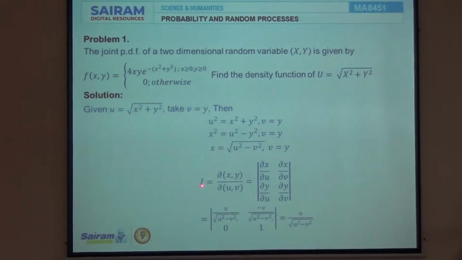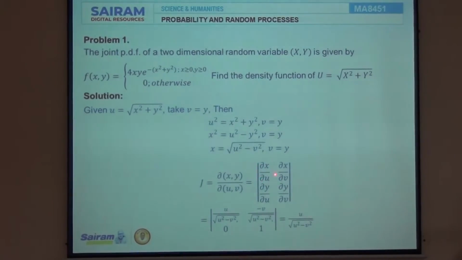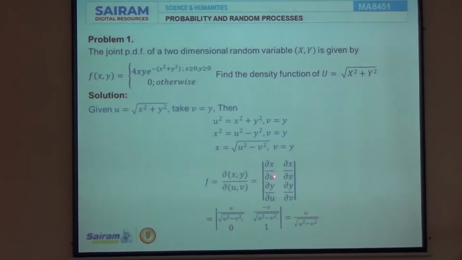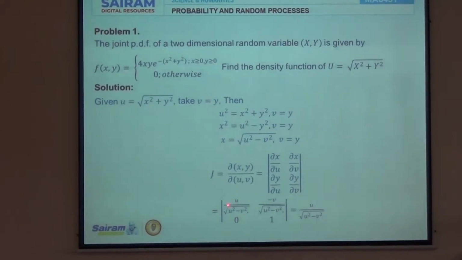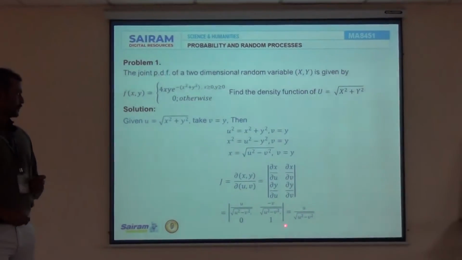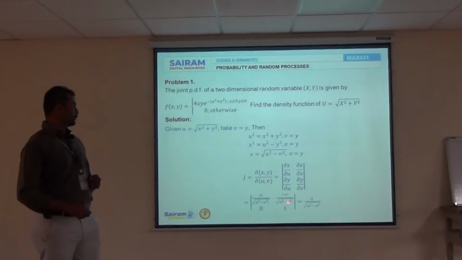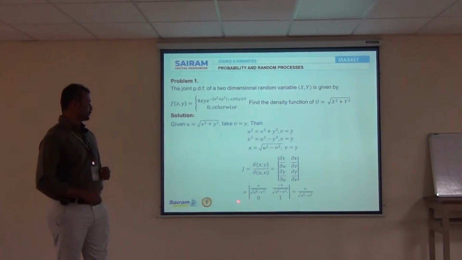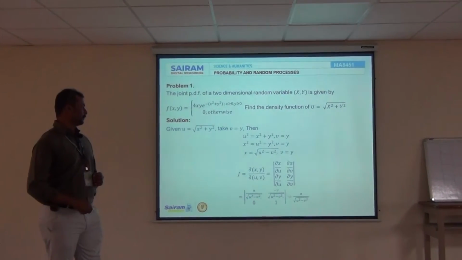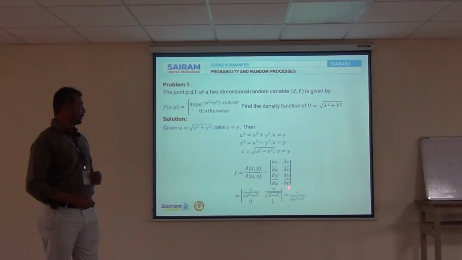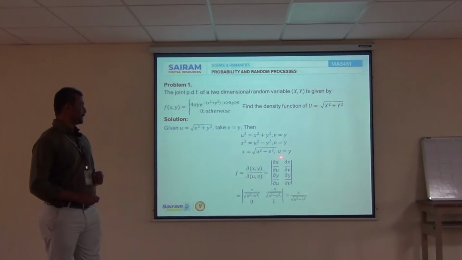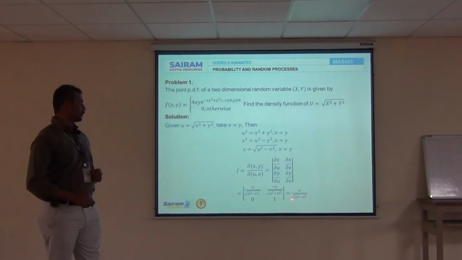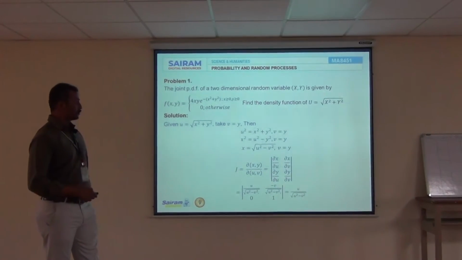From this I can get the Jacobian. We are going to find dou x by dou u, dou x by dou v, dou y by dou u, dou y by dou v. If you differentiate x partially with respect to u, you get u by root of u square minus v square. Similarly, dou x by dou v is minus v by root of u square minus v square. For dou y by dou u, y does not contain u, so differentiating with respect to u gives 0. For dou y by dou v, differentiating y with respect to v partially gives 1. If you simplify this determinant, you get u by root of u square minus v square. This is my Jacobian value.